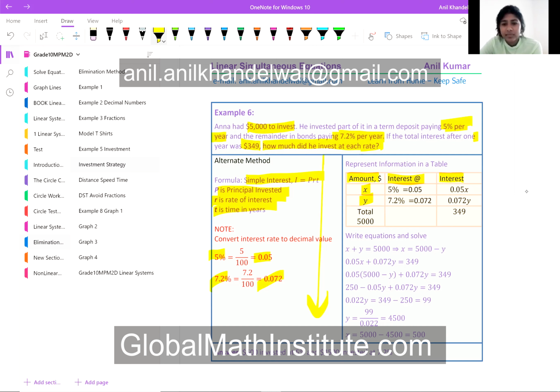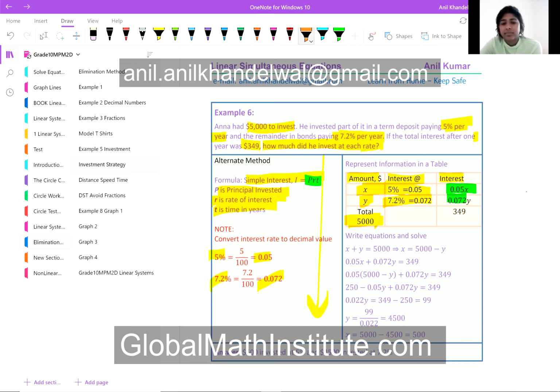In the first column, I've written that we have the amounts X and Y. These are our variables. And the total money was $5,000. So that comes right there. Now, talking about the interest, 5% means 0.05, 7.2% means 0.072. The interest rate times the amount gives you the interest itself, right? That is the formula, PRT. Using this formula, you multiply the two terms and write down these two interests.